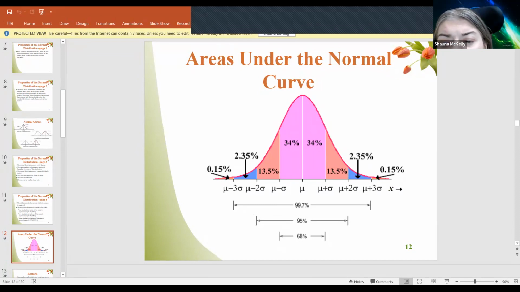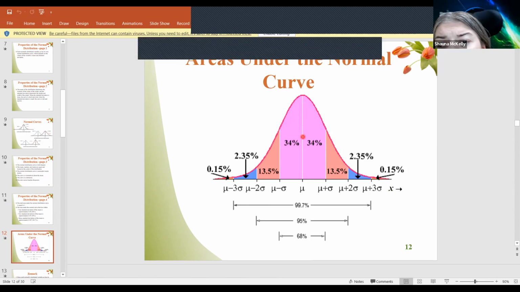So if you look here, the mean is in the middle, right? The mean's in the middle right here. And one standard deviation away on the right and on the left is 34 percent each. So that's 68% that fall within one standard deviation, right? Yes.